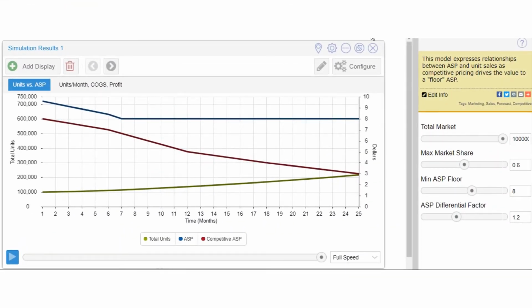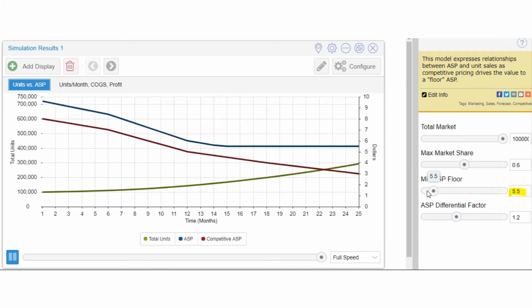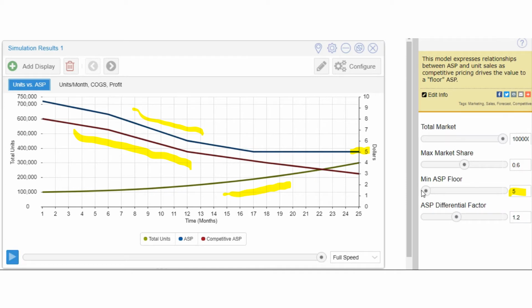So at this point, let's suppose that management wants to see what happens if we were to drop the floor price. And so instead of starting at the $8, we will now move it down through the use of this slider to a $5 price point. And you can see as a result of that, competition is dropping their price. We're dropping our price down to our floor price of $5 now. The units are increasing up to a point of about 300,000 units over a 2-year period.